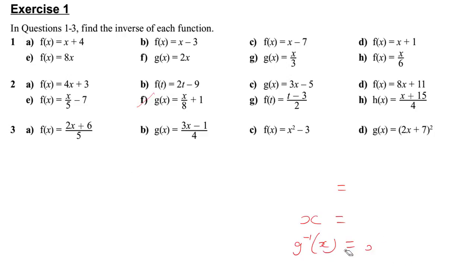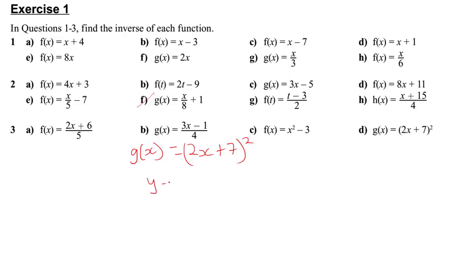He says g of x equals bracket 2x plus 7 squared. So we're doing D. g of x equals 2x plus 7 squared. Okay, that's a function. We want to find the inverse of that. So again, g of x becomes y. So I've got y equals 2x plus 7 all squared.